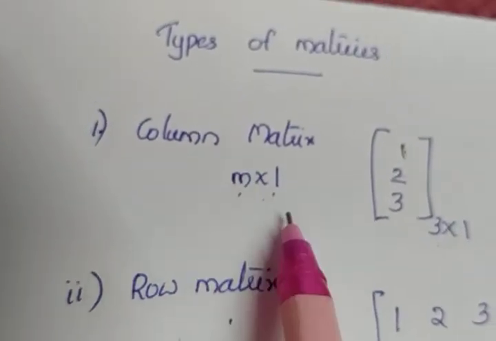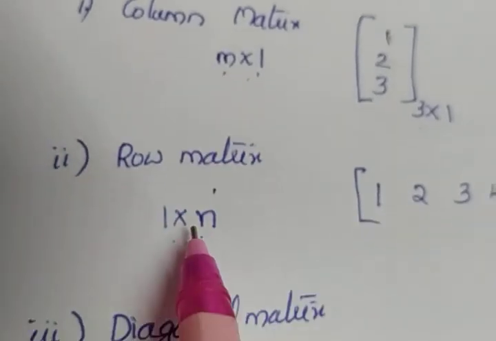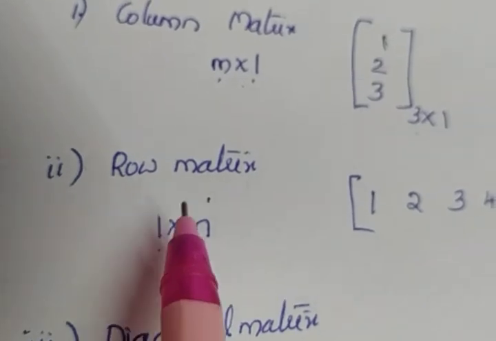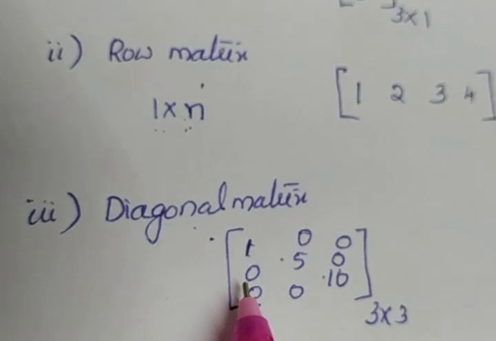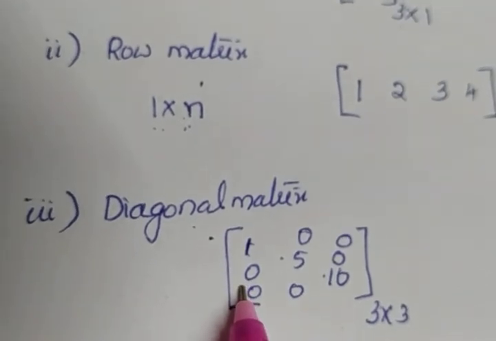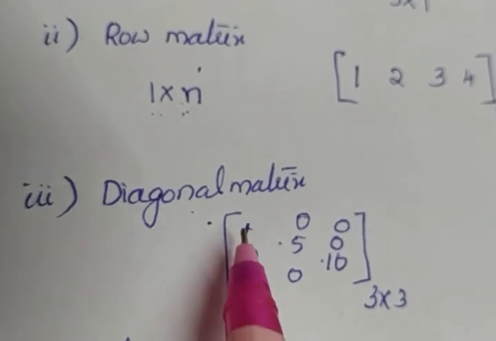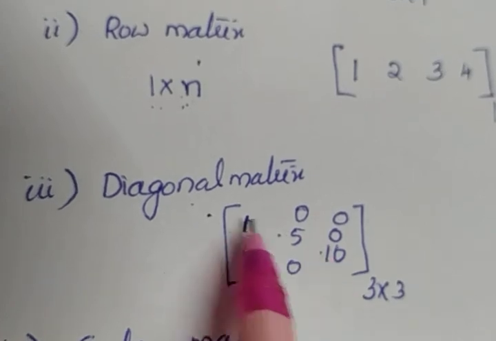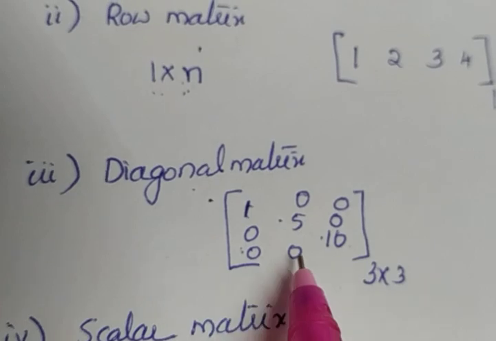So the first one is column matrix. In the column matrix, there is only one column, any number of rows and only one column. In the case of a row matrix, any number of columns can be there, but number of rows must be 1. What about the diagonal matrix? For a matrix to be a diagonal matrix, first of all, it must be a square matrix. Square matrix means number of rows is equal to number of columns. And the only non-zero entries must be in the diagonals. All other non-diagonal elements must be zeros.